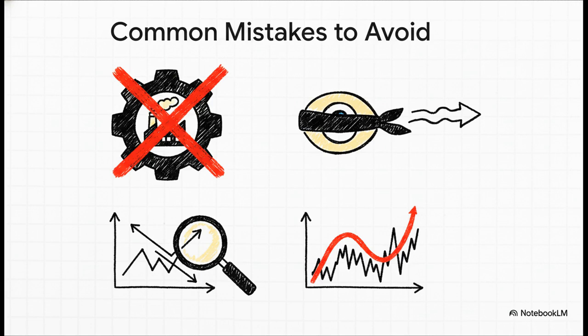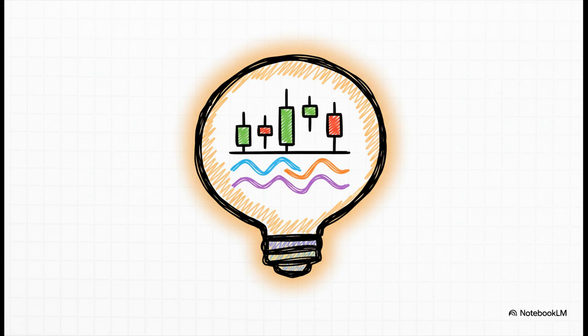And last but not least, avoid over-optimization. That's when you tweak your settings so they work perfectly on past data, but guess what? It's going to fail in the future, because the market is always changing. You know, when it's all said and done, it really just comes down to this one golden rule. Simplicity is clarity. That's it.